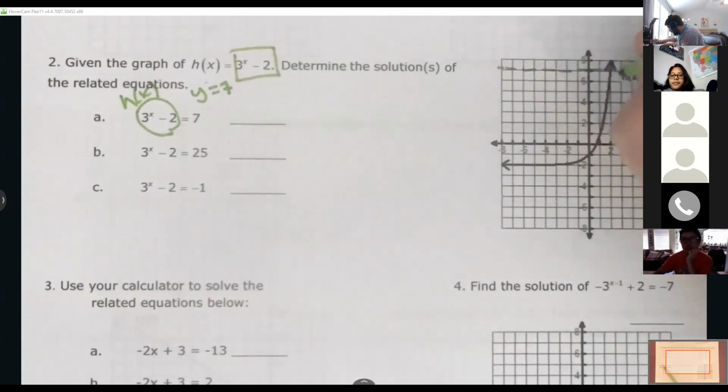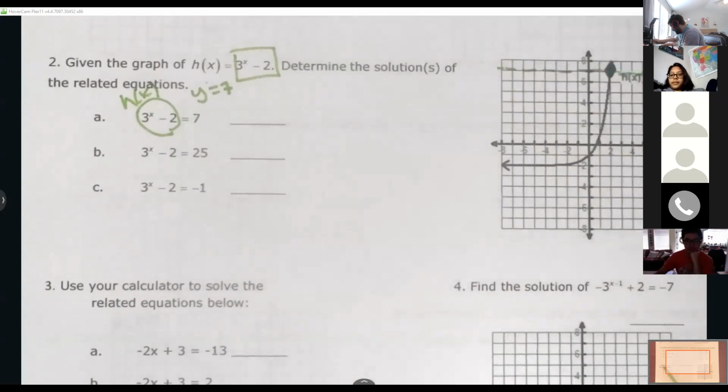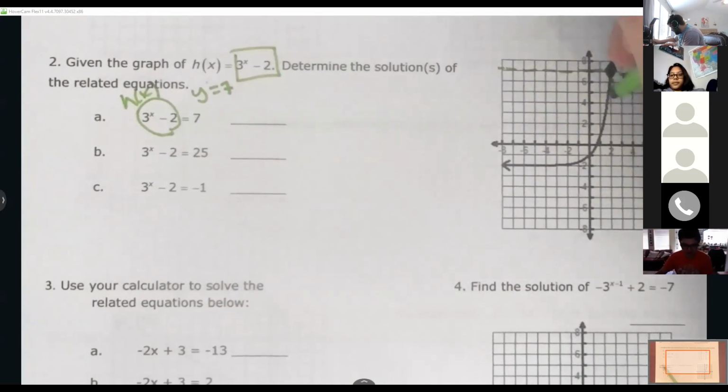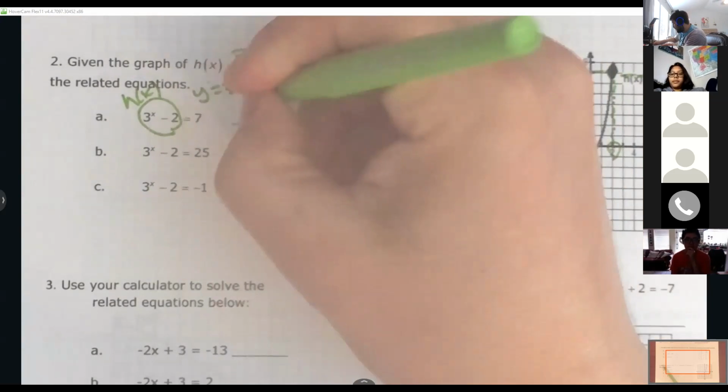Okay, and then we look for where they cross. So that'd be right here. See how my line, I drew it here at y equals 7, crosses my graph right here. So we'll go down to see what x that is, and it's 2. Okay, I know this is really small, sorry. So this would be x equals 2.